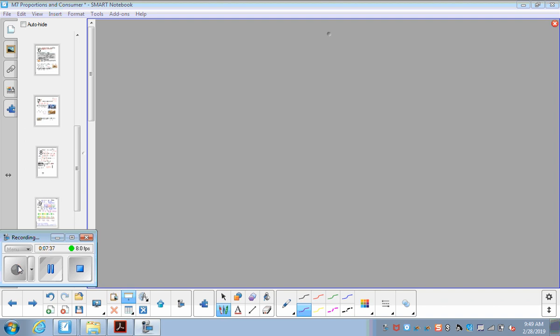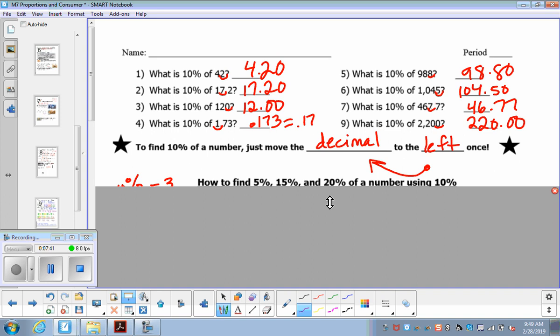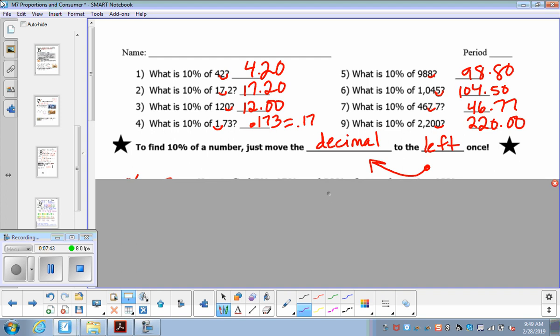All right, so hopefully you've already found the 10% of each of these on your own by moving the decimal over to the left once. So 42, you move it over once, and it's 4.2. Now, I put zeros here because I want these to all look like money, because we are going to be working a lot with money in the next part of our unit. So go ahead and get comfortable with making it look like money. If something was $42, 10% would be $4.20.